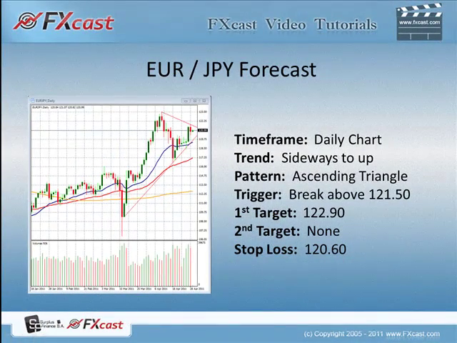Okay, and our next setup is the Euro-Yen. Again, this is from our previous video, and it's still in play. On the daily chart, we have a sideways to up pattern. We have an ascending triangle where we have a trend line coming from the bottom and a downtrend line coming from the top, and we need to resolve ourselves above or below that. Since it's in a sideways to up trend, we're going to say it's going to break above, but you really could trigger this either way. The target is to retest the swing high, and our stop loss is below the wicks. So let's pull up the charts and take a look.